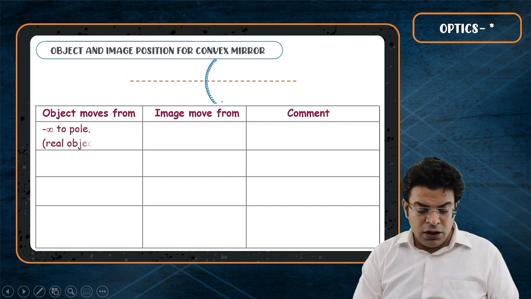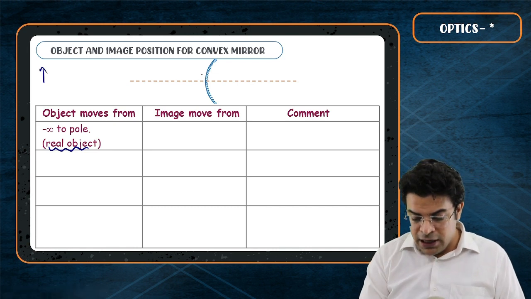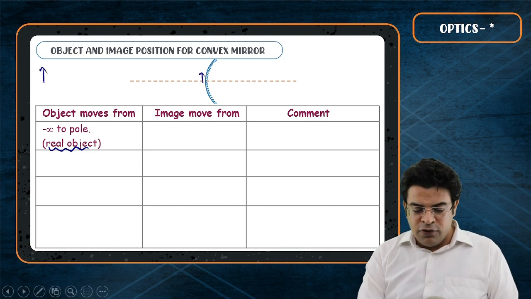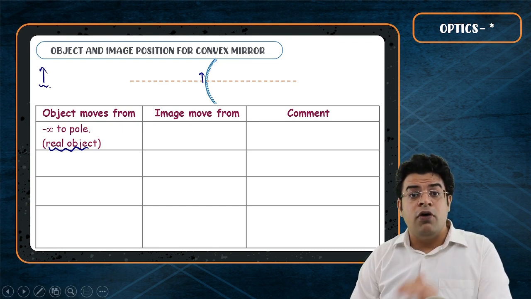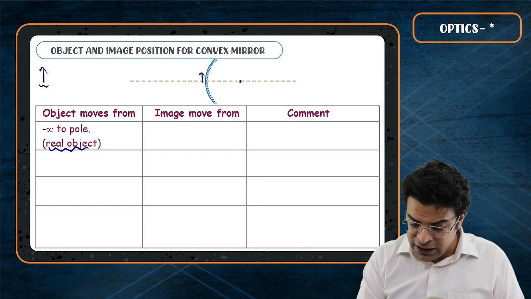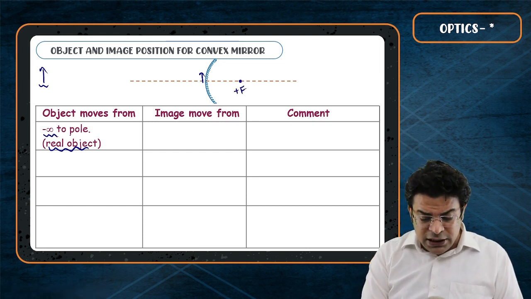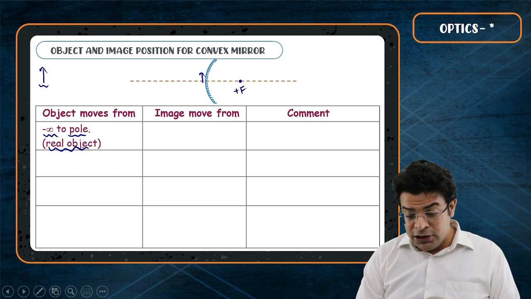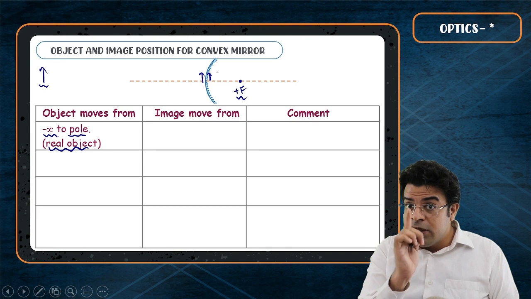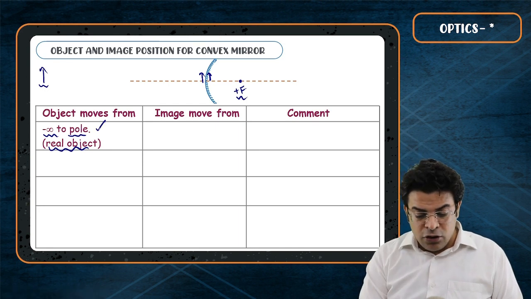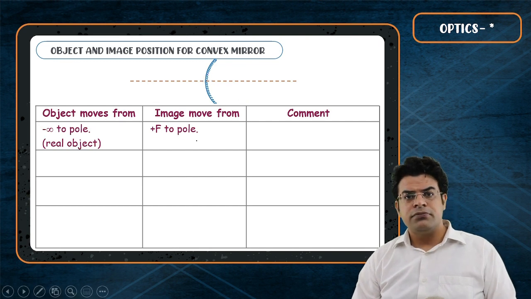So if you have got any real object placed between minus infinity and pole, we know that for infinity the image will be formed at focus. Where is the focus of a convex mirror? You will say at plus f. So as the object moves from minus infinity to pole, the image moves from plus f to pole. For an object at pole, the image will be formed at pole.